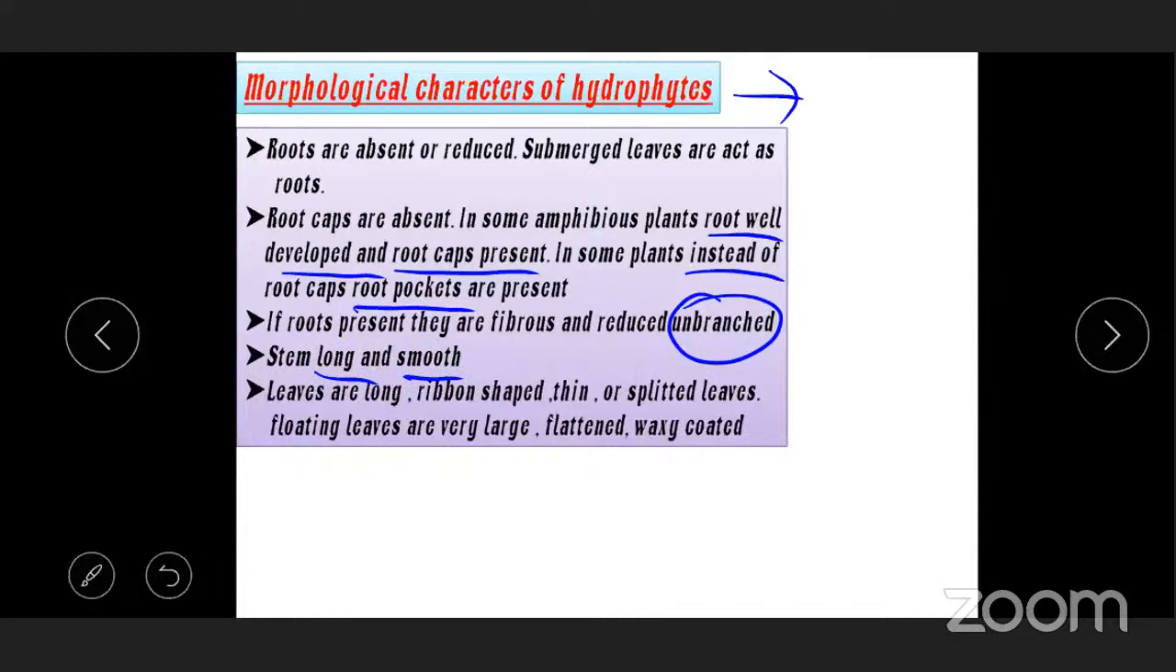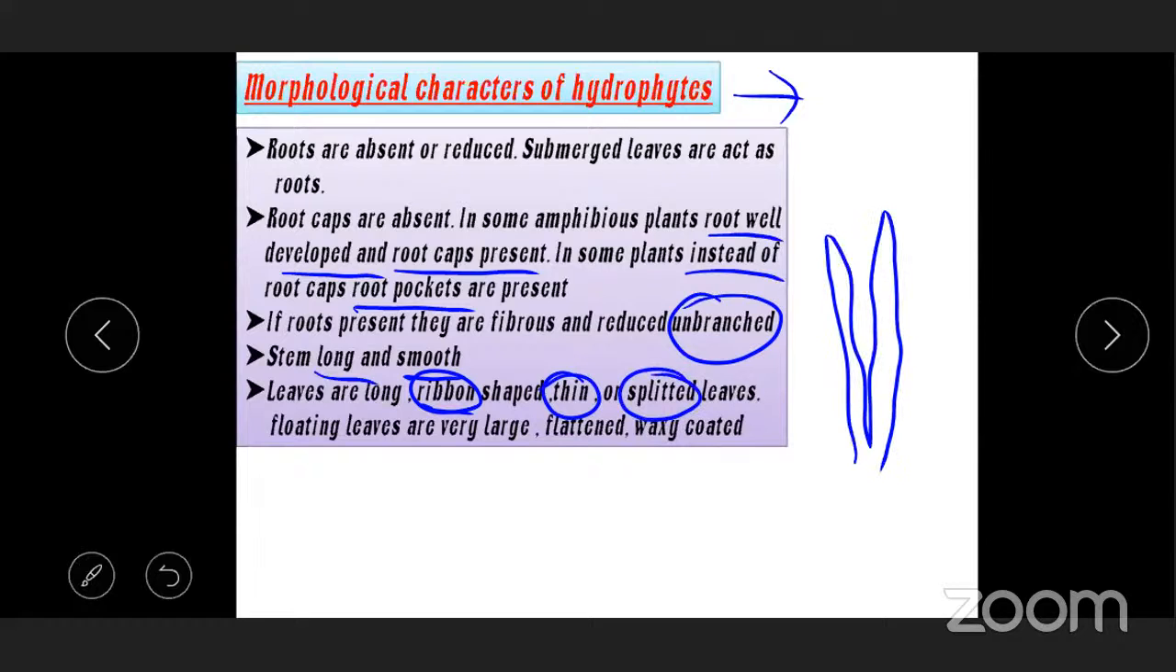Leaves are long, ribbon-shaped and thin. In some plants, splitted leaves are present. Splitted means dividing, breaking in manner. Floating leaves are very large. The best examples are Victoria regia and Nymphaea. If you observe Nymphaea leaves and Victoria regia leaves, they have large leaves because they are floating on the surface of water.